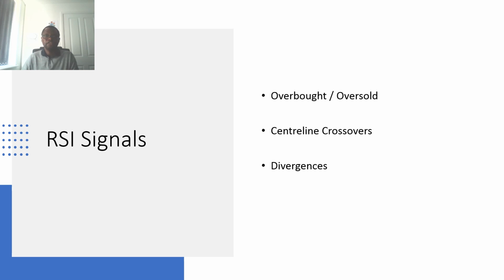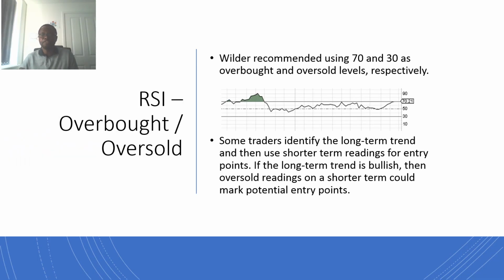The RSI gives you 3 types of signals. It can give you an overbought and oversold signal, a signal with a central line crossover, and also a signal based on divergences. In this video, we're going to look at the first two, the overbought and oversold, and the central line crossovers. So let's have a look at RSI from an overbought and oversold perspective.